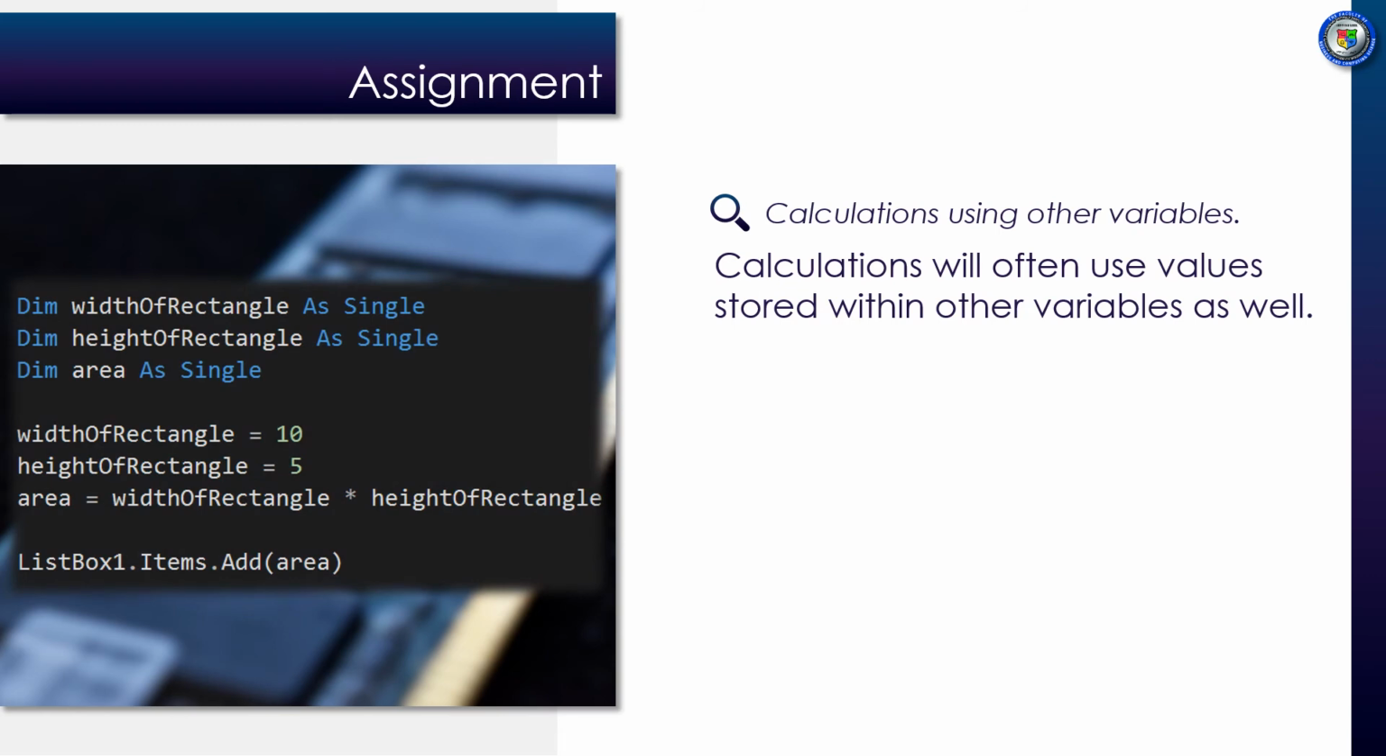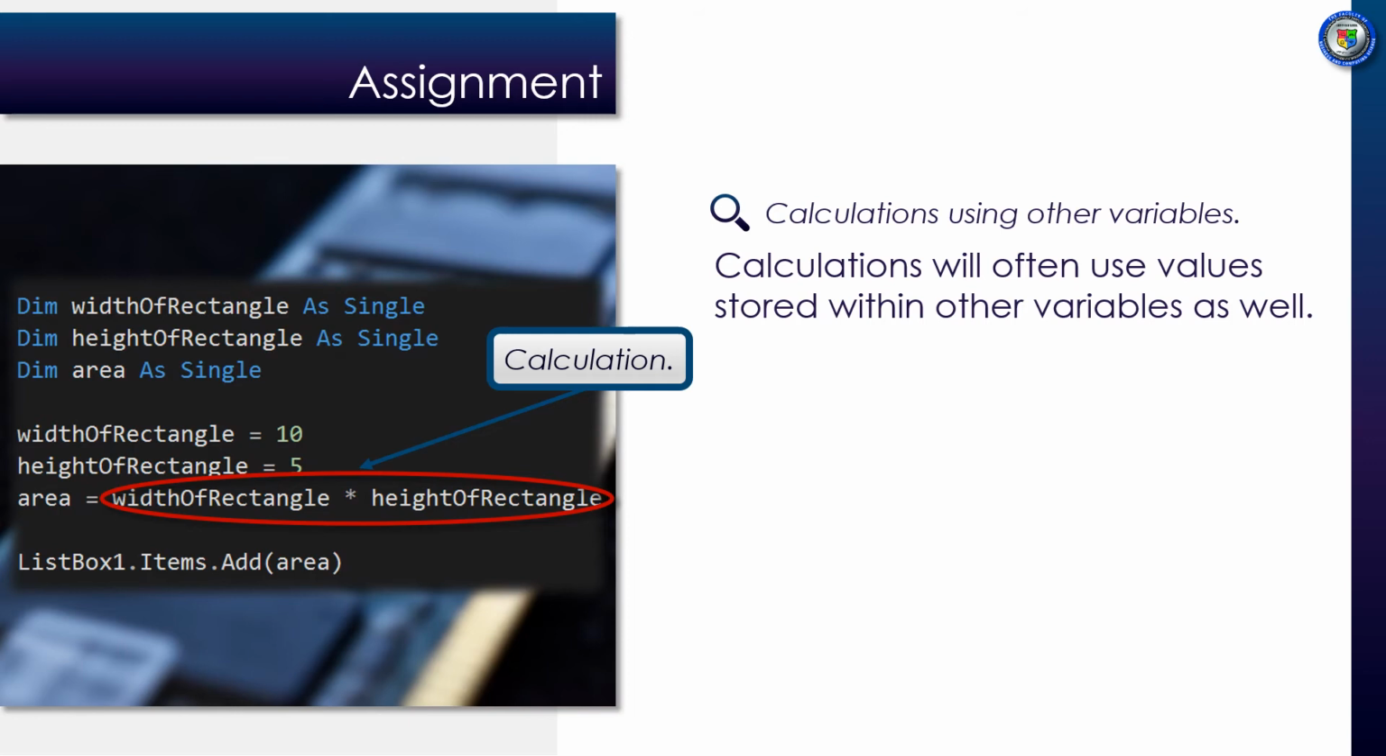The third method of assigning data into our variable is via a calculation that uses the values stored within other variables. In this example, we have a calculation that contains two variables. The values of those variables, width of rectangle and height of rectangle, will be multiplied together and stored in our variable area.